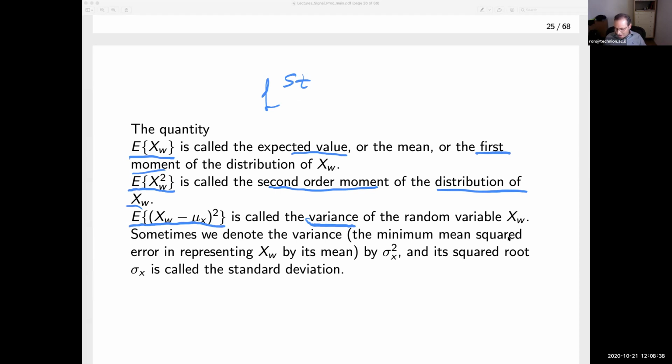Sometimes we denote the variance, which is the minimum mean square error, by its mean. And in some cases, we write it as this guy. And if we take off the square, then it's called the standard deviation. So the square root of the variance is nothing but the standard deviation. This is how it is called, for obvious reasons. I still have one moment.